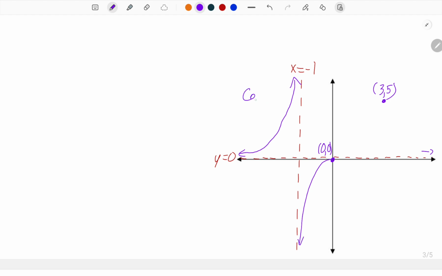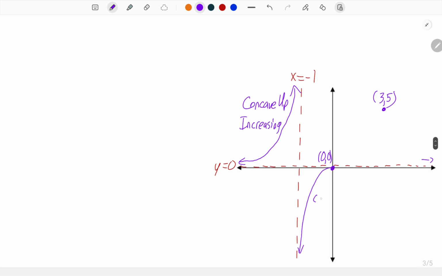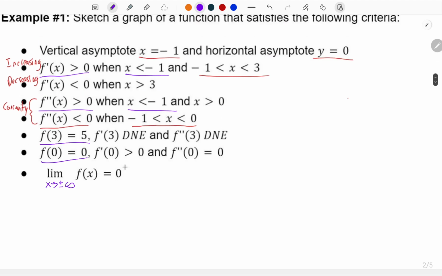Here, let me just label these as well. So we start off with concave up and increasing. And now we're concave down and increasing. So you can see the difference there in how it's shaped. Even though they're both increasing, the concavity does make it look different. All right, now let's go back up.